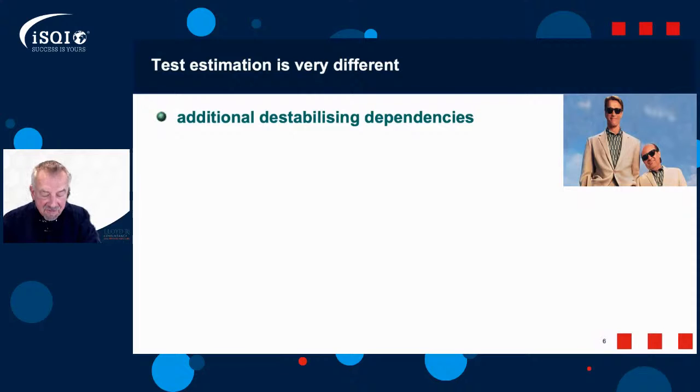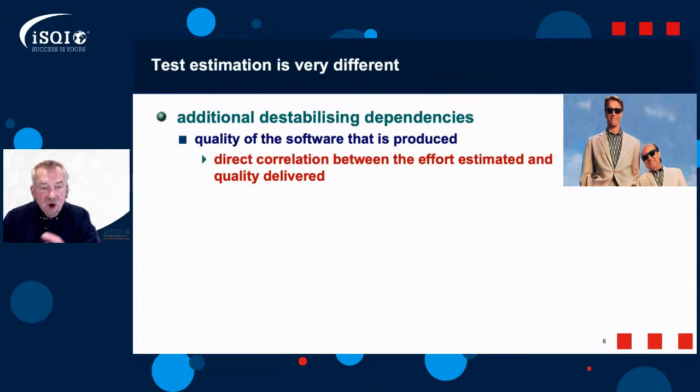Okay, we have what's called destabilising dependencies. We are not an island. So one dependency that we never take into consideration, well, most companies don't take this into consideration, is the quality that we are expecting of the software.